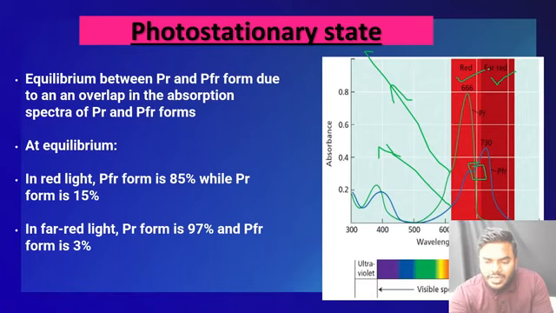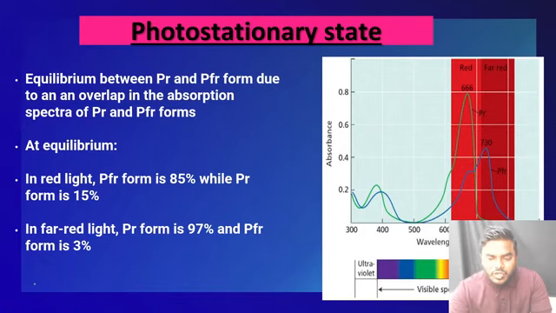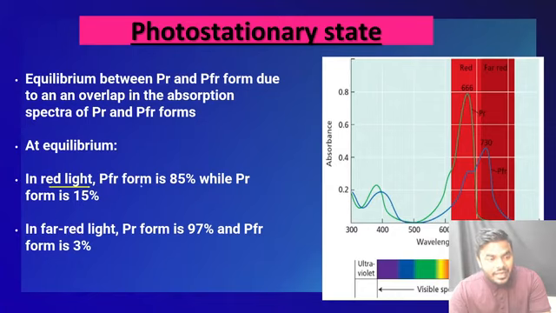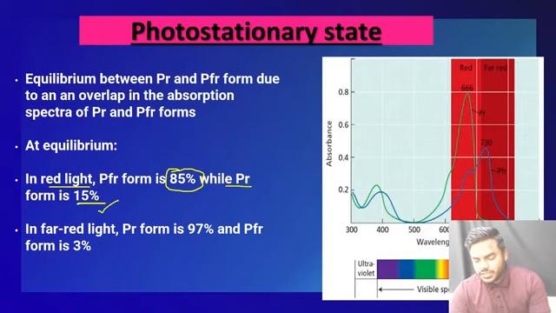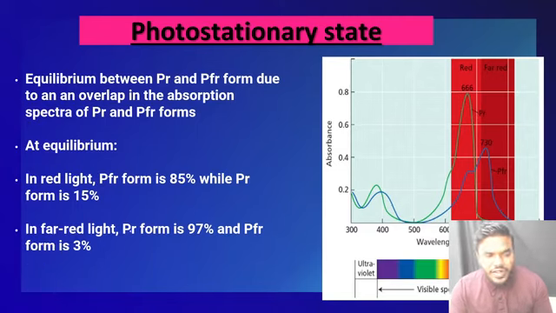Now everyone try to understand, friends, in between the red and far red light, what is their absorption ratio? In red light, the PFR form is 85%, while the PR form is 15%. Don't confuse with this. Whereas in far red light, the PR form is 97% and the PFR form is very little, that is 3%. So friends, what you have to understand is that in the red light, the dominant form is the PFR.